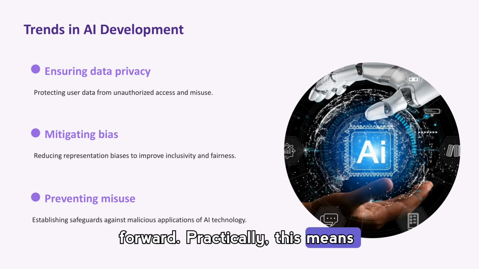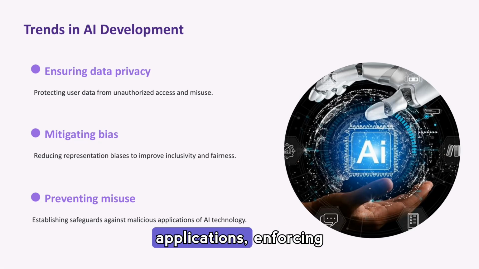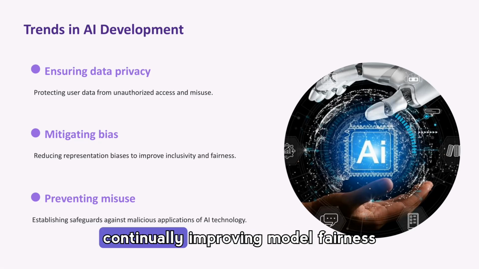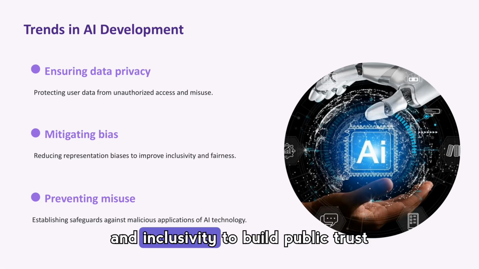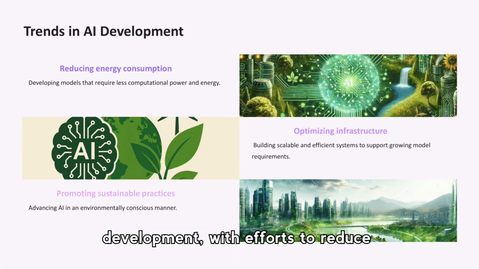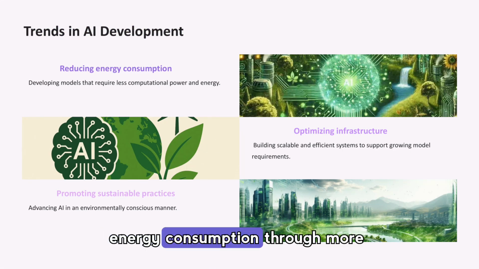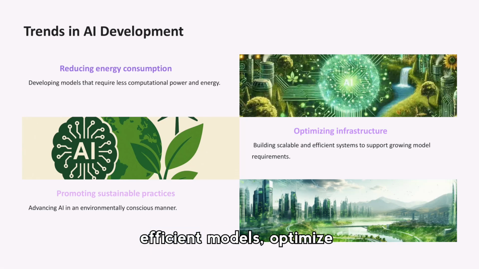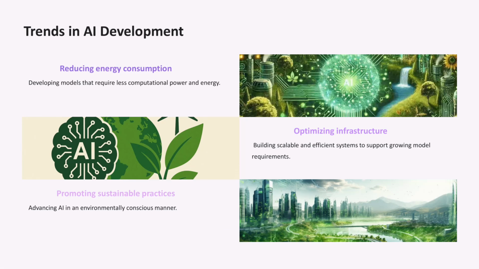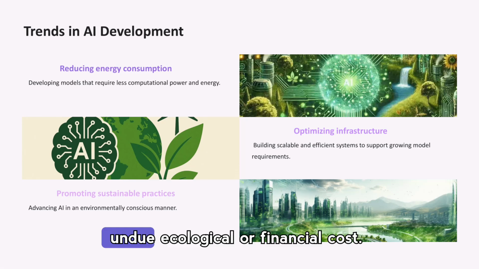Practically, this means building safeguards against malicious applications, enforcing privacy-preserving practices, and continually improving model fairness and inclusivity to build public trust in these technologies. Sustainability will also guide development, with efforts to reduce energy consumption through more efficient models, optimize infrastructure for scalable deployment, and promote environmentally conscious practices so AI progress doesn't come at undue ecological or financial cost.